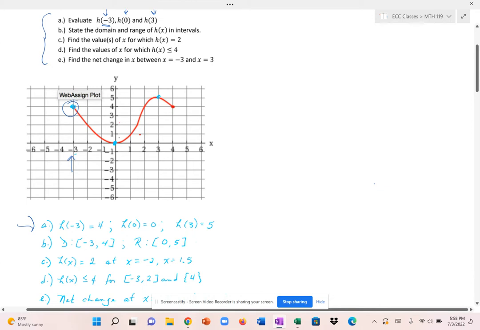When x is 0, your y value is also 0. So h of 0 is 0. And h of 3, that's right here, the y value is equal to 5. So h of 3 is equal to 5.